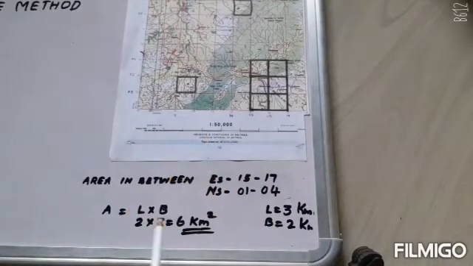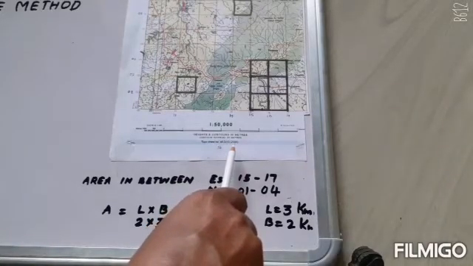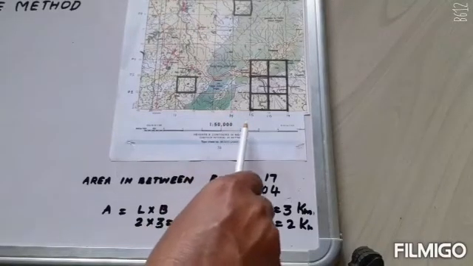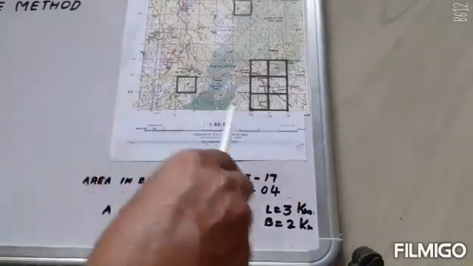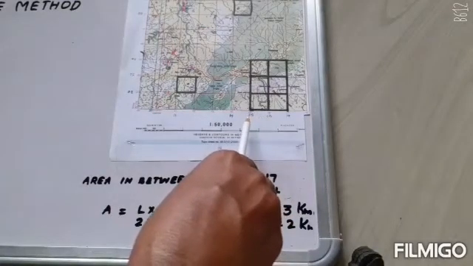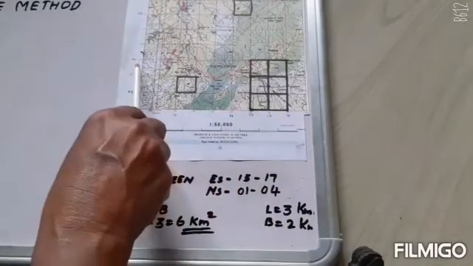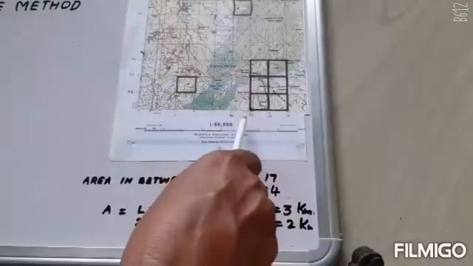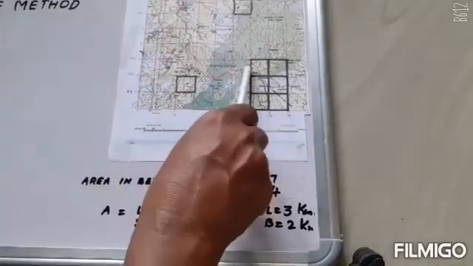Area is given by the product of length and breadth, or area is equal to L into B. Here we have a 2009 topo sheet and a question. Calculate the area in between Eastings 15 and 17 and Northings 01 to 04. First we have to demarcate the area to be measured: the area between Eastings 15 and 17 and Northings 01 to 04.